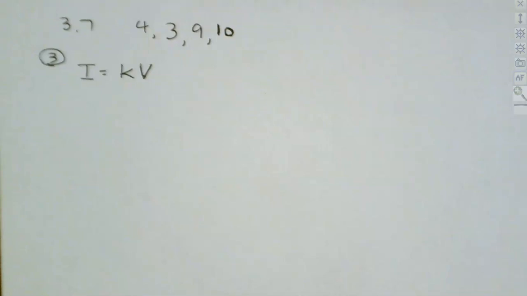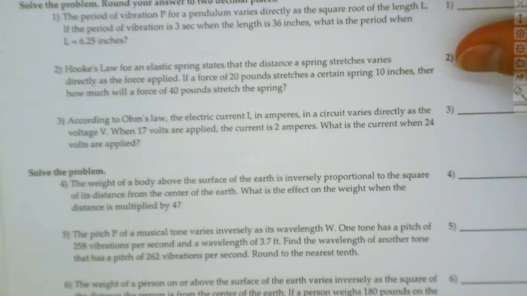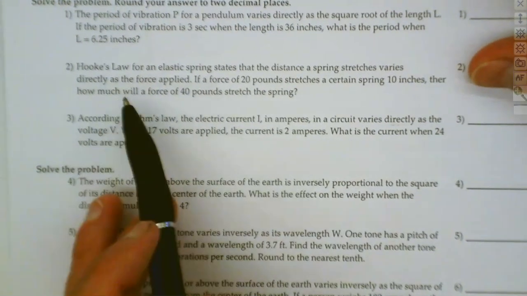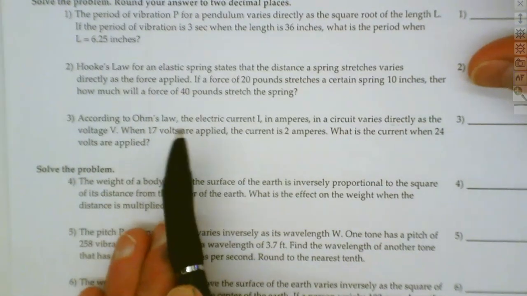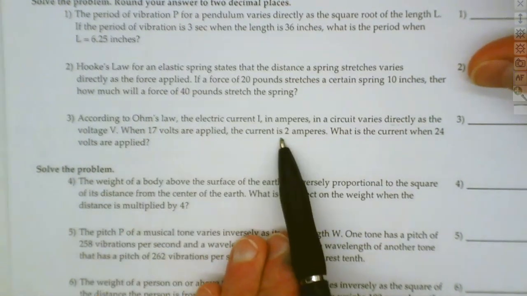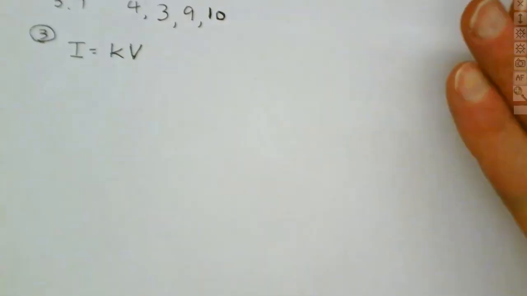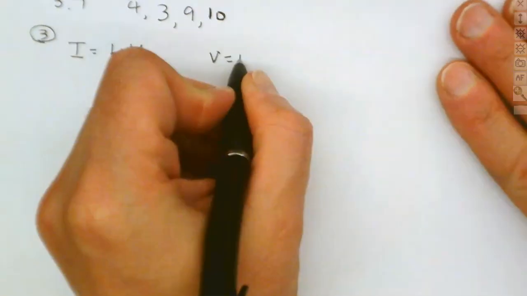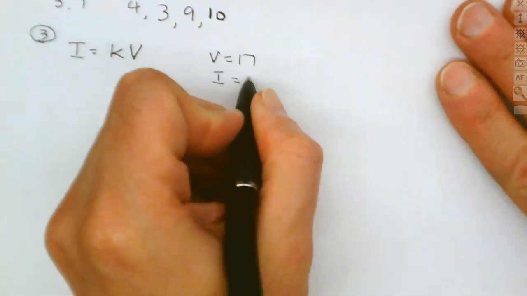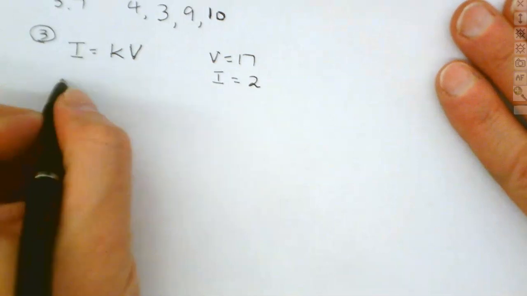Okay, so we're going to be looking here at this. We're going to be finding K. So we've got our formula set up. Now, what do we know? It says when the voltage applied, let's read it here, when 17 volts is applied, the current is 2 amperes. So what does that tell me? My voltage is 17. I is 2. Plug that into our formula.